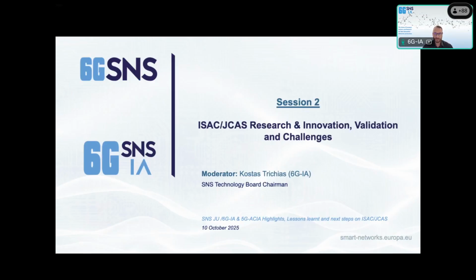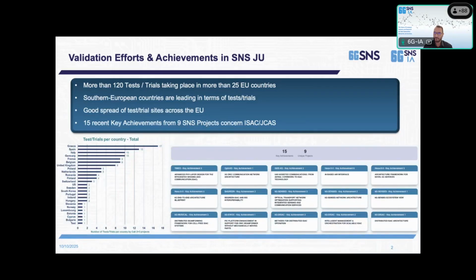So my name is Kostas Trichias. I have the pleasure of serving as the chairman of the SNS Technology Board, which is the body of the technical managers of all active SNS projects. From my side, just to paint a picture regarding validation efforts in the SNS JU, you can see on the bottom left graph an overview of the test and trial sites across Europe that have been created and maintained and utilized by the SNS project.